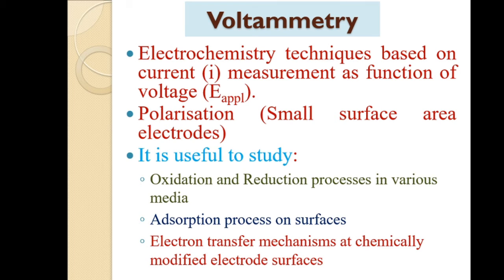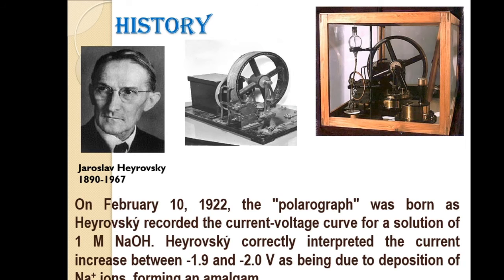Now we are going to summarize this point. Voltammetry is an electrochemical technique based on current measurement as a function of applied voltage, and the requirement is to achieve complete polarization. This can be achieved by using a small surface area electrode. These are useful to study, as we already discussed, oxidation-reduction processes in various media, adsorption processes on surfaces, and electron transfer mechanisms at chemically modified electrode surfaces.